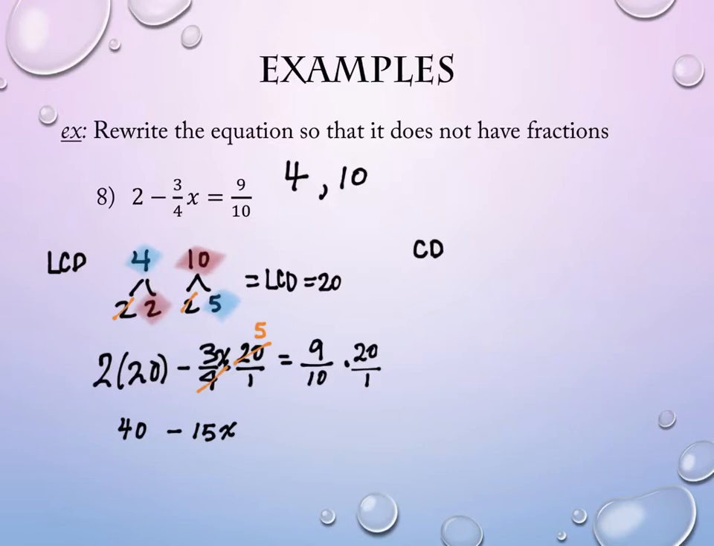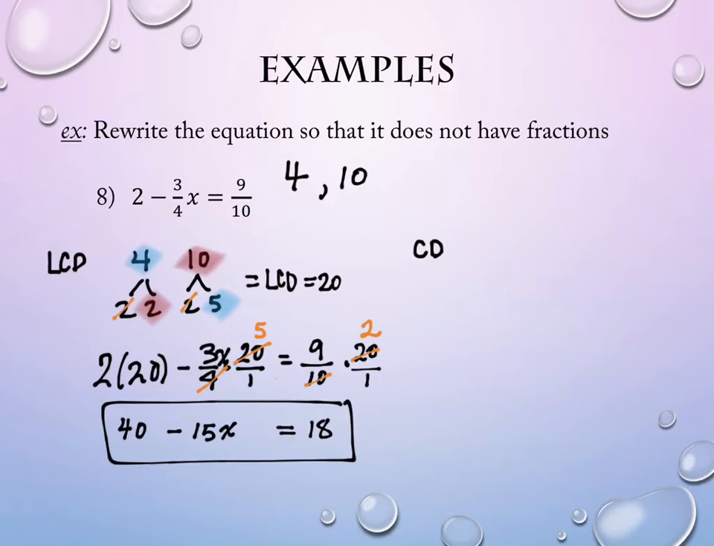Don't leave it off. On the other side, what do you notice along the diagonal? Oh, the 10 and the 20. They do. The 10 and the 20 cancel, leaving me with 2. 9 times 2 is 18. How do you feel about that equation? That's a lot better. That's a lot better, isn't it?